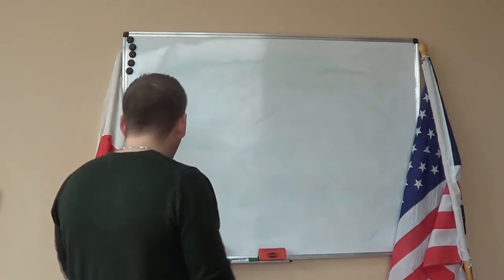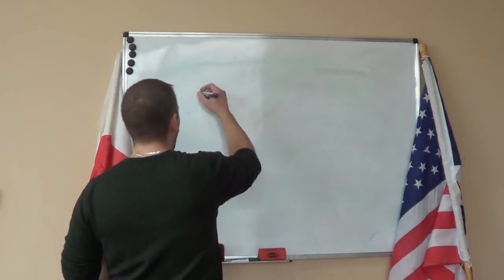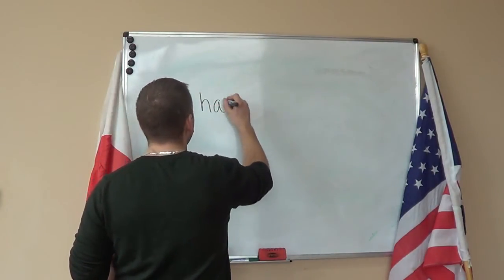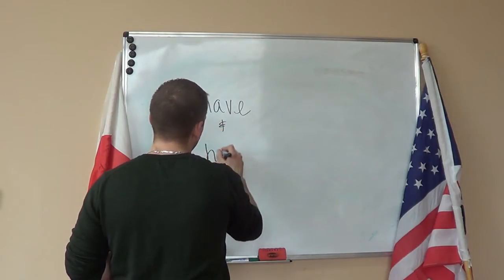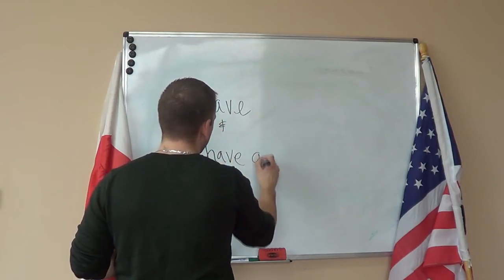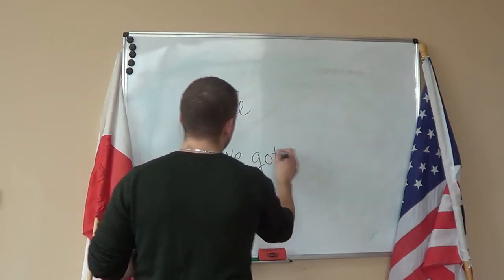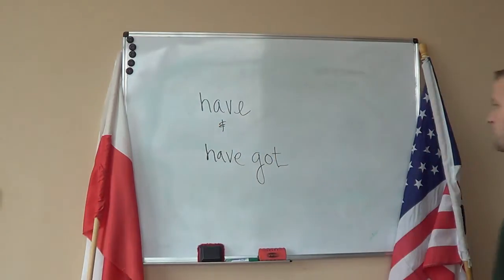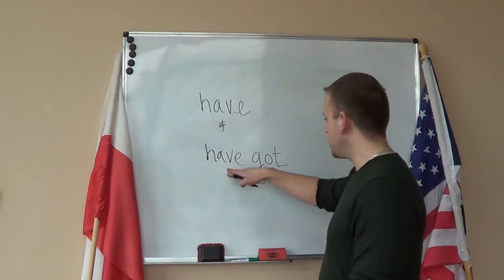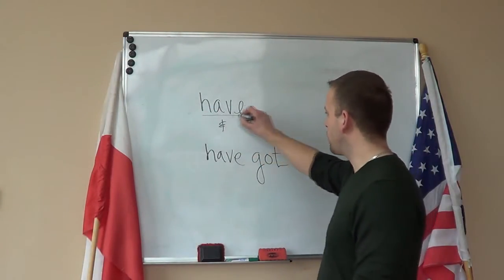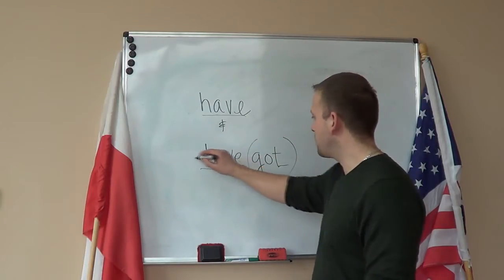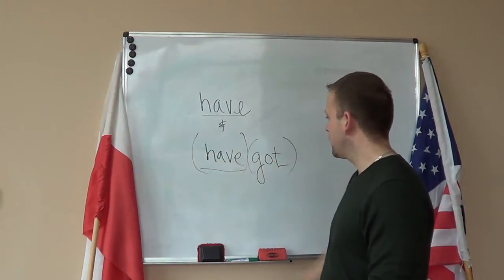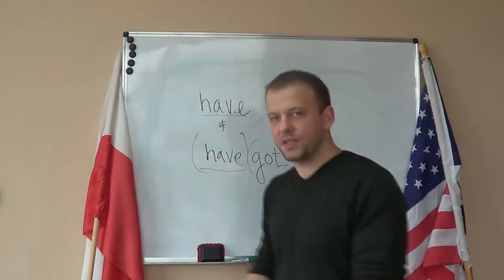What is the difference between the words "have" and "have got"? We've seen this structure more than we've seen this word. I call this a structure because this is two words that are combined. This means possess something.